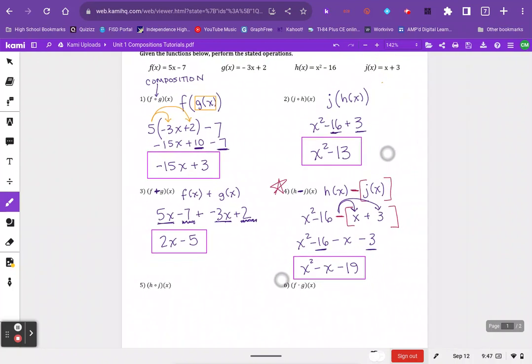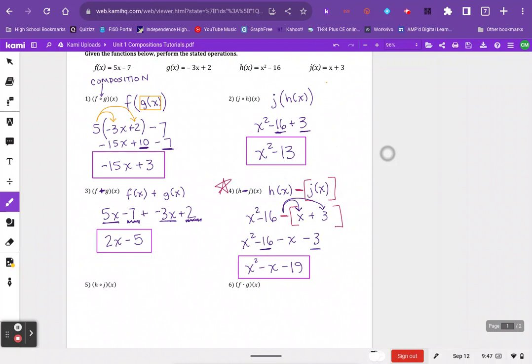Okay, see if you can do the next one, number 5. This is another composition, h of j of x. So pause the video and see if you can do this one on your own.